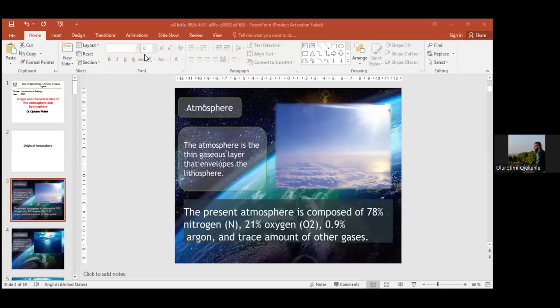So the present atmosphere is composed of 78% nitrogen, 21% oxygen, and 0.9% argon, with trace amounts of other gases. We have other gases, but they are trace amounts. So most of the atmosphere is nitrogen, which is 78%, 21% oxygen, and 0.9% argon. So that's what the atmosphere is made of.